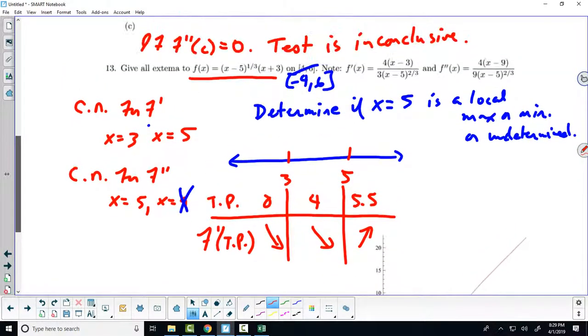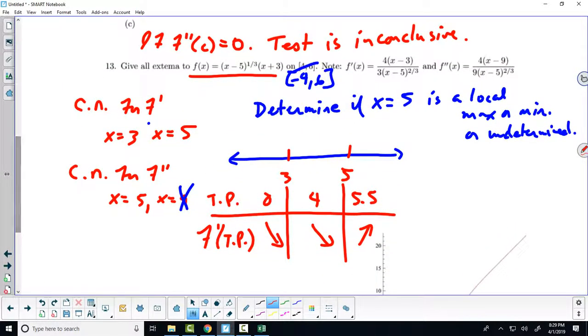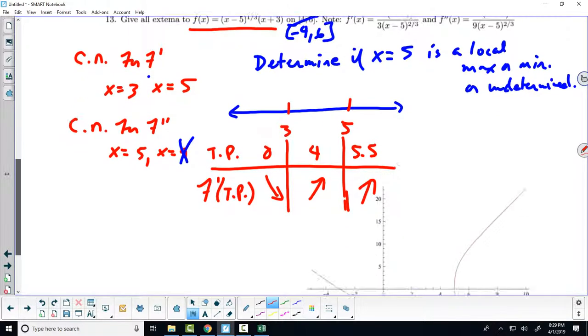Let me double check that, folks. Sorry, when I plug in 4, you'd be increasing there. Sorry, folks. When we plug in 4, we get positive, so we're increasing. When we plug in 5.5, we get positive, so we're increasing. Sorry about that. Okay.